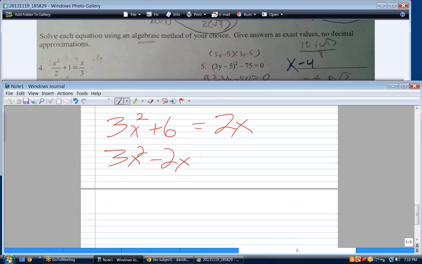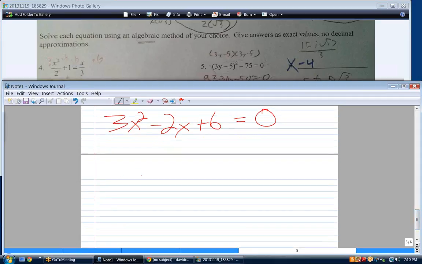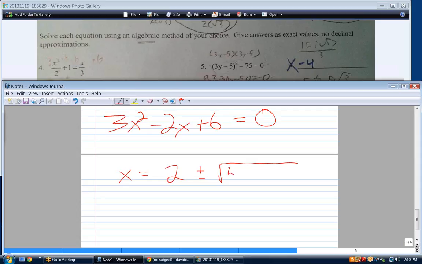Is this a quadratic one or not? I mean, is this going to factor nicely? No, this does not factor. Okay, so let's go through the quadratic line by line. A is 3, B is -2, C is 6. It'd be 2 plus or minus square root of 4 minus 4 times 3 times 6, all over 6.